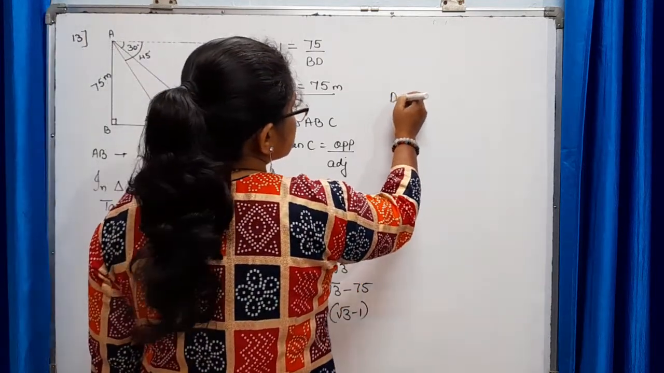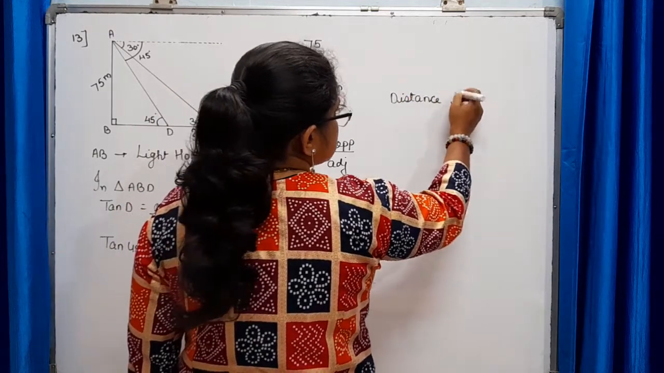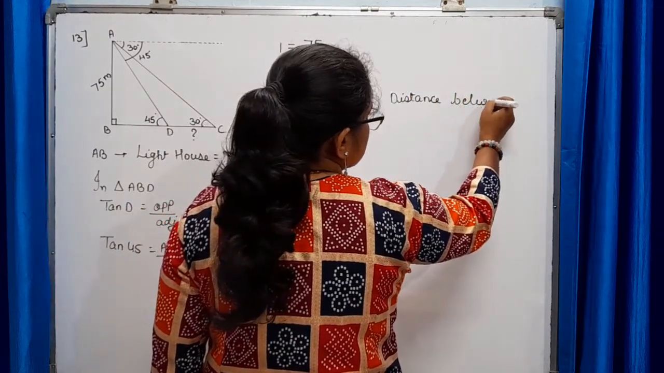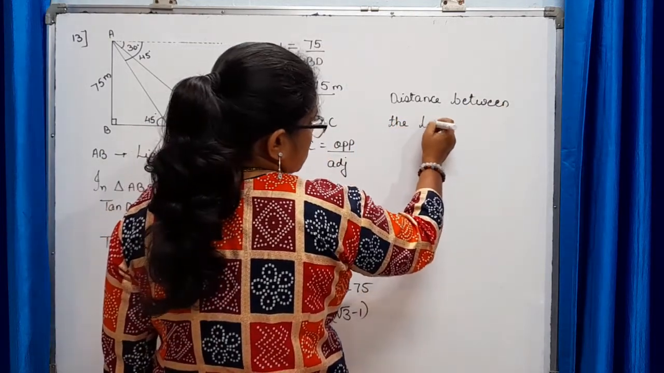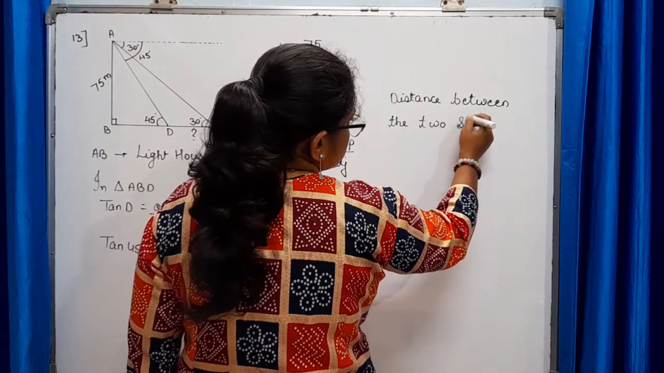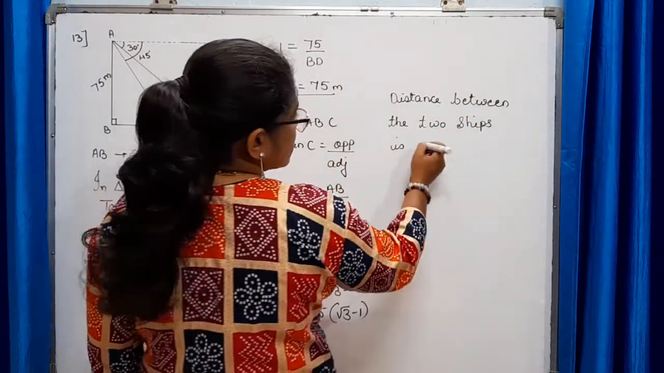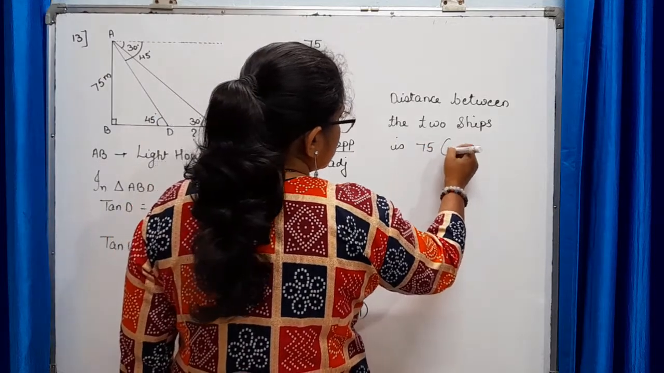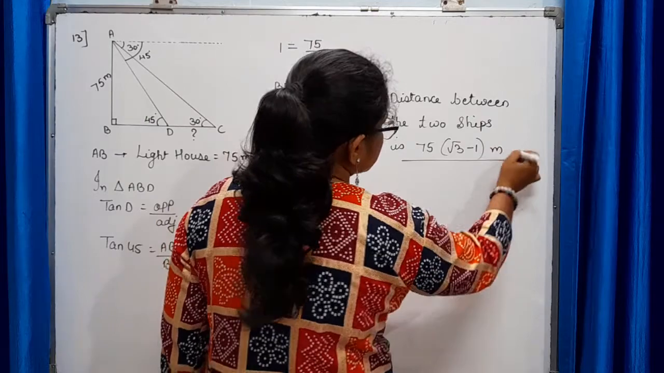So here the distance between the two ships is 75 into the bracket root 3 minus 1. Let us write this. Distance between the two ships is 75 root 3 minus 1 meters.